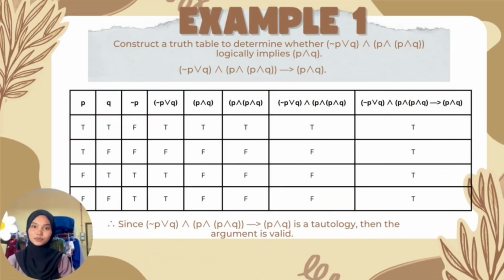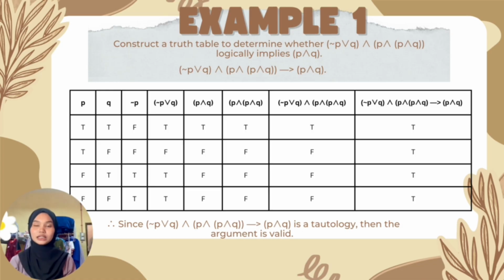This part is for example 1. The question is: construct a truth table to determine whether (not P or Q) and P and Q and P logically implies P and Q. First step, we write (not P or Q) and P and Q implies P and Q. We will do the truth table.